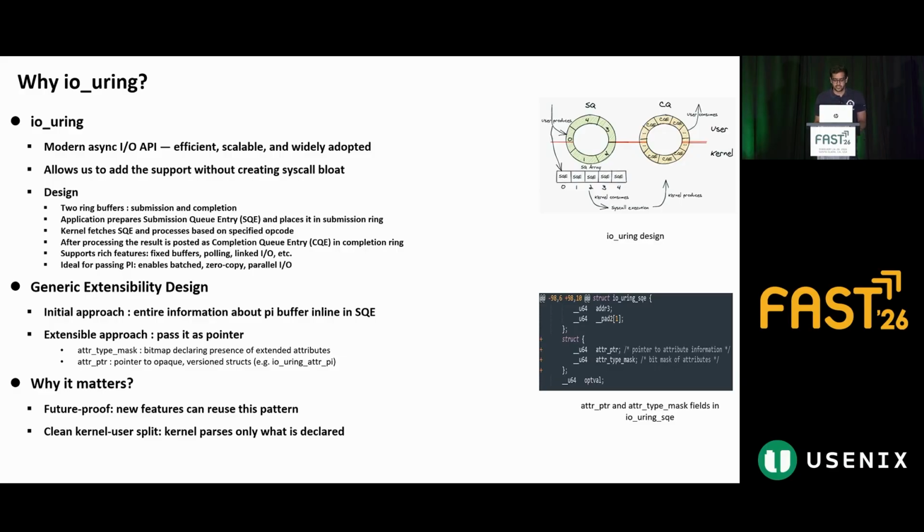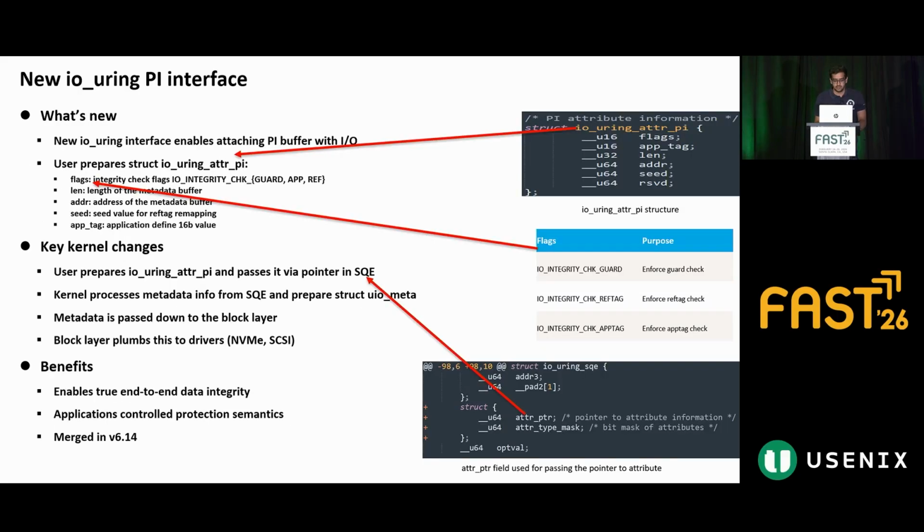So in the first design that we came up with, we stored the entire PI information within the SQE. Of course, that was not a very good design choice because it bloated the size of the SQE. So then we moved to a more extensible approach where we prepared the PI information in user space and passed it as a pointer in the SQE. What it helps with is that it makes it future proof, and new features and attributes that get added down the line can reuse the same pattern.